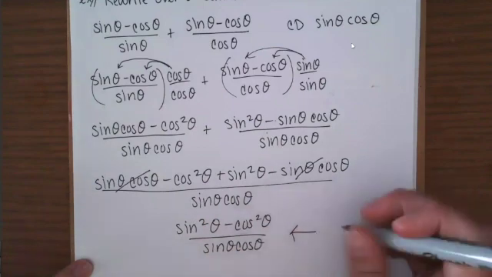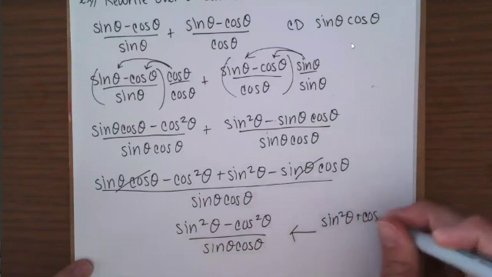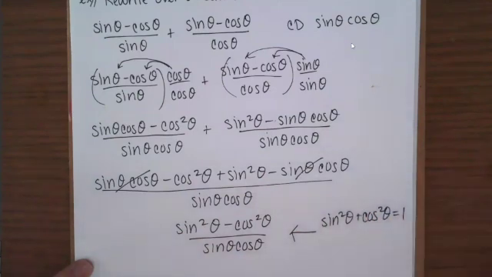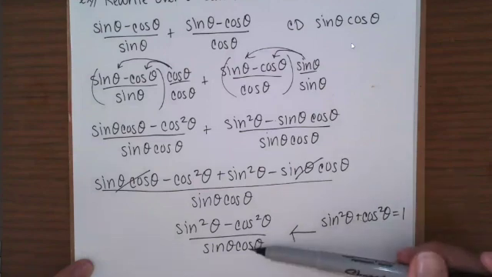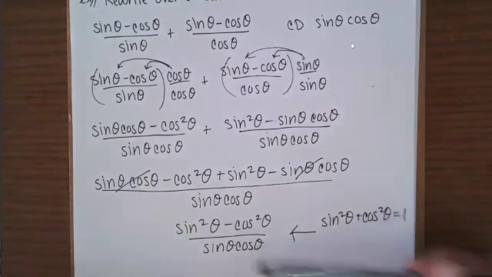We know, of course, the Pythagorean identity is sine squared of theta plus cosine squared of theta is equal to 1. You want to be careful here though. Sine squared minus cosine squared, we don't have any formula to simplify that, only if there's a plus in the middle. Okay, so this is our final answer. That's as simplified as we can get it. Again, this is just kind of a warm-up problem to start algebraically manipulating these trig expressions. Let's do another one.